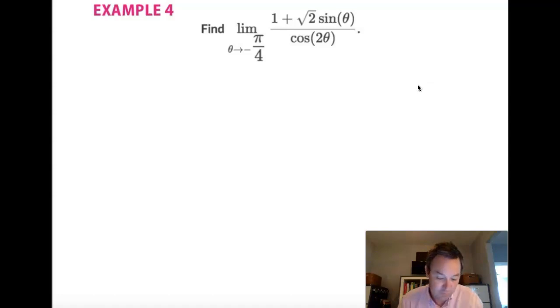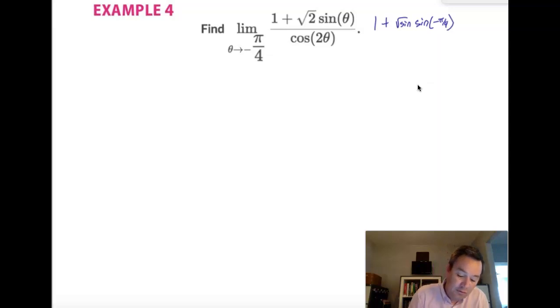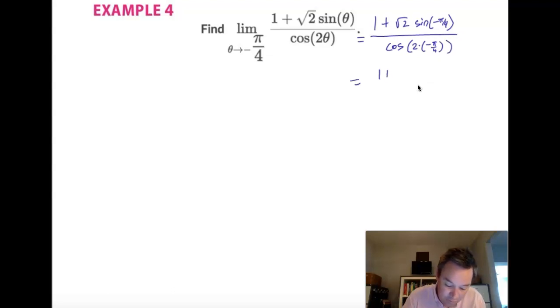So, if I do a direct substitution, we're going to end up with 1 plus √2 over cosine of 2 times negative pi over 4. Oh, what did I write there? I meant √2 sine of negative pi over 4, over cosine of 2 times negative pi over 4. Okay, so 1 plus root 2 times sine of negative pi over 4 over cosine of negative pi over 2.